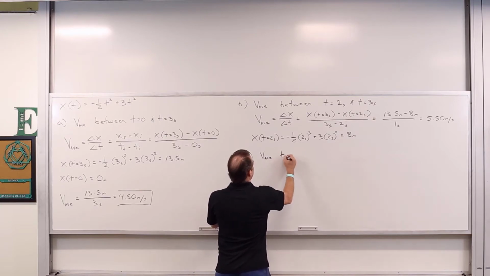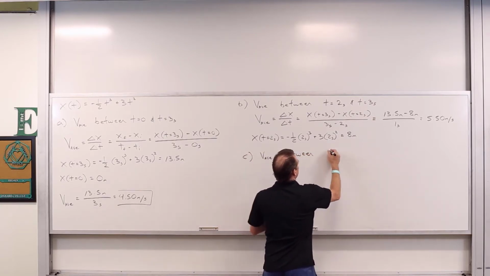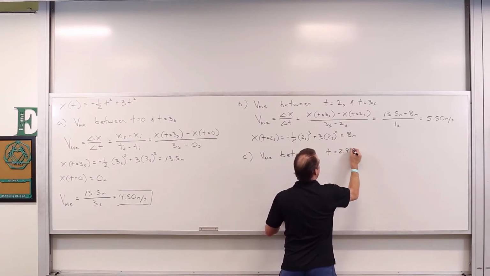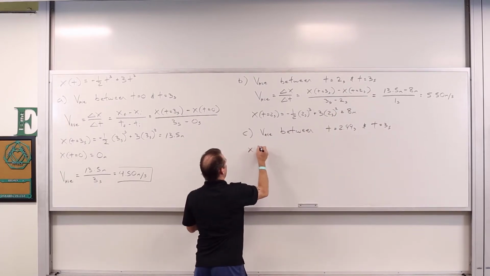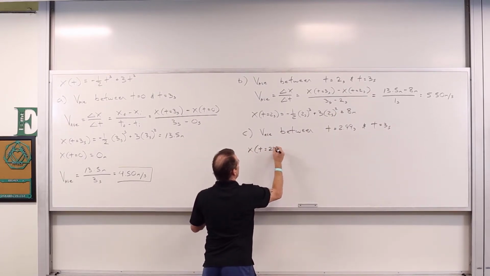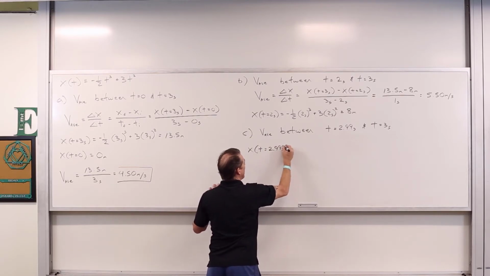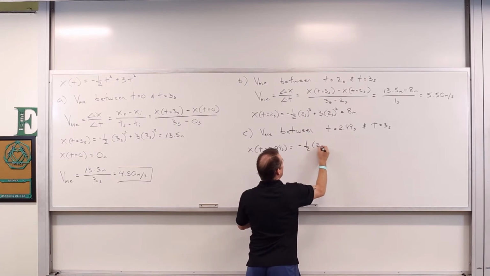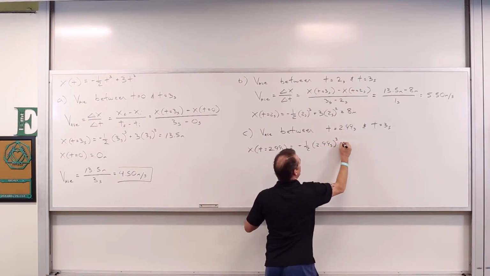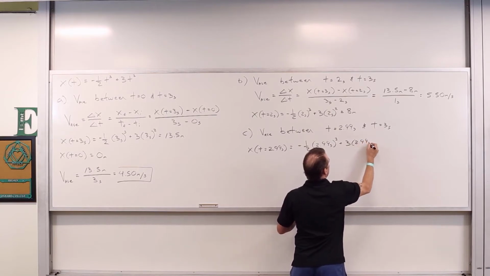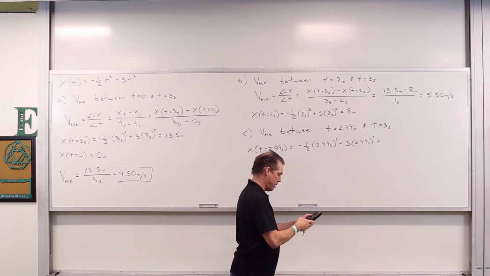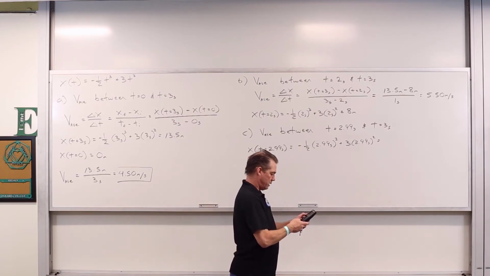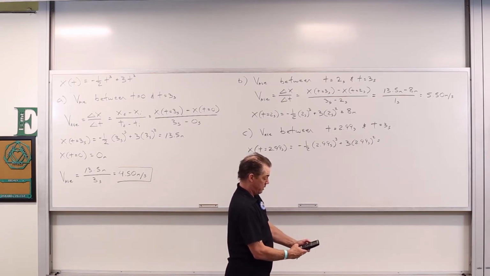The average between t equals 2.99 seconds and t equals 3 seconds. So following from all of this, we need x of t at 2.99 seconds. And that's going to be -1/2 times 2.99 seconds cubed plus 3 times 2.99 seconds squared. And on the calculator here, we have -0.5 times 2.99 cubed plus 3 times 2.99 squared.